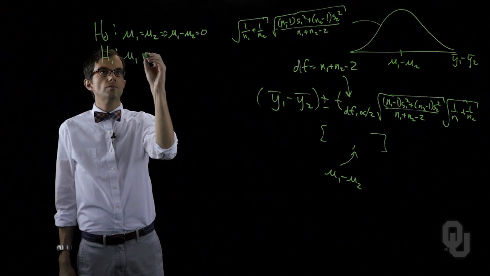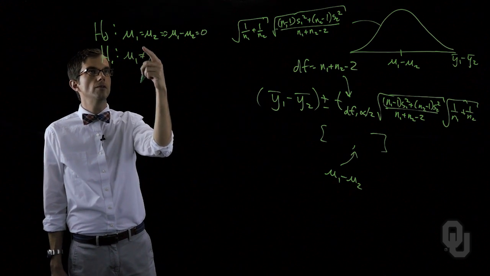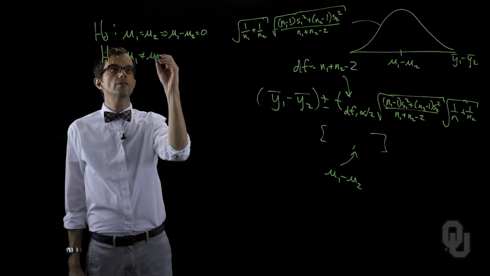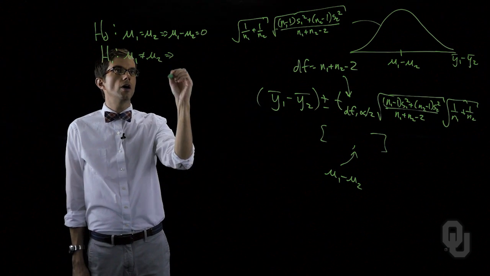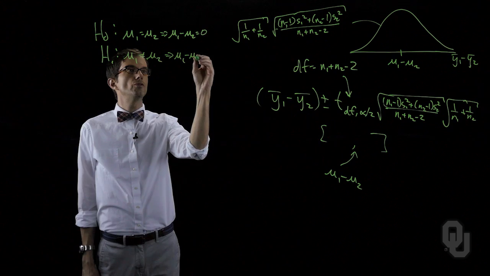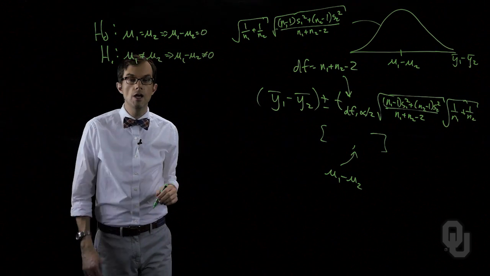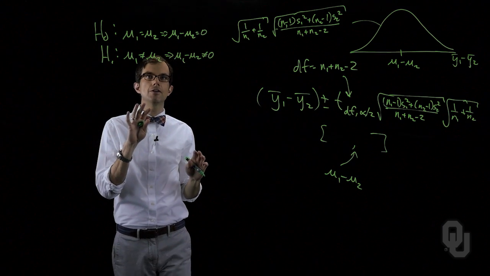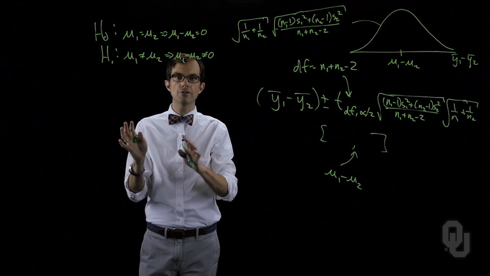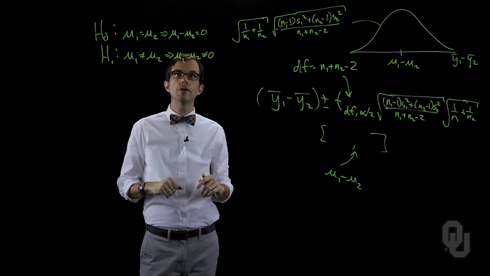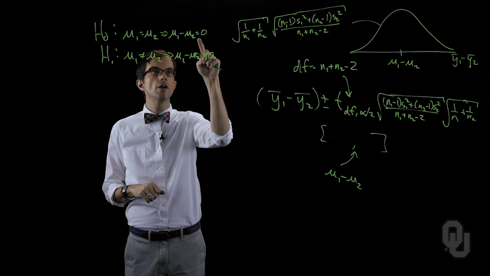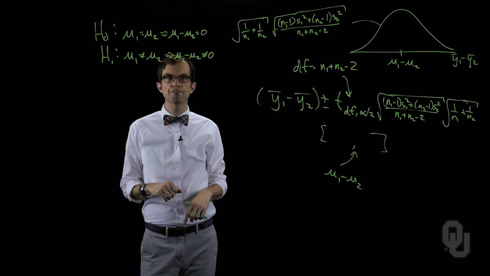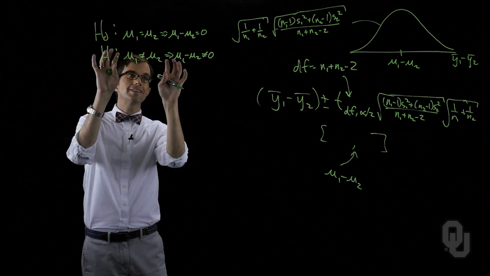Alternatively, we would have the contradiction of the null hypothesis, which is this, rewritten as mu1 minus mu2 not equal to 0. Equality must always be in the null. We know this. This doesn't change whether we're dealing with one population or 2 populations. Equality is always in the null. So we have the equality statement here and the contradiction statement there.